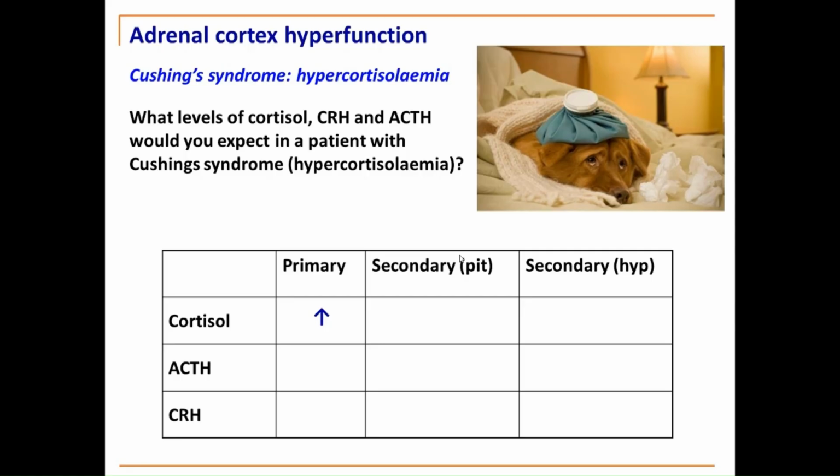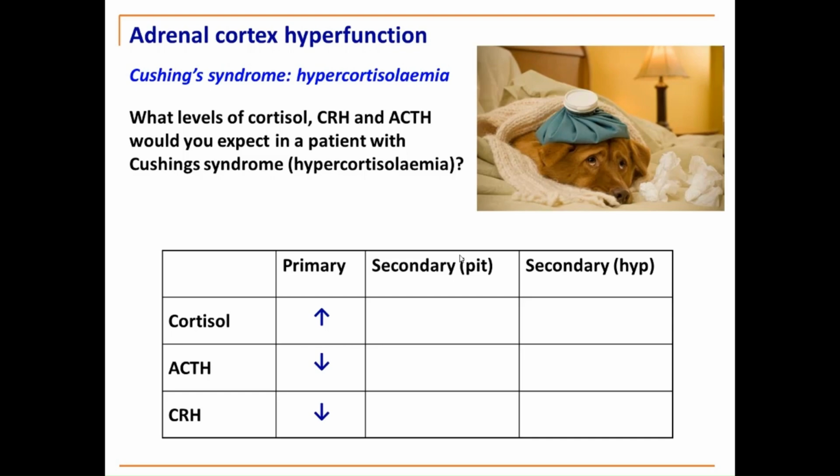What will your ACTH levels be? Low, and your CRH low. And that's because you've got that negative feedback. You've got high levels of cortisol being uncontrollably secreted from the adrenal cortex, meaning that you have a lot of negative feedback at both the level of the pituitary gland and at the hypothalamus.